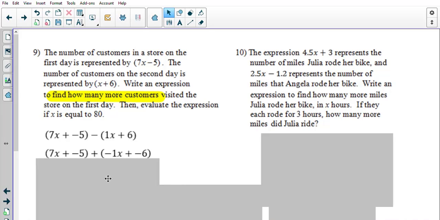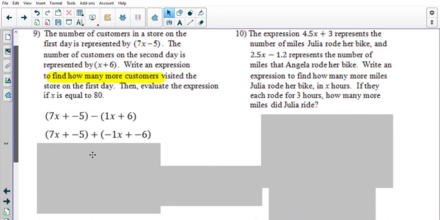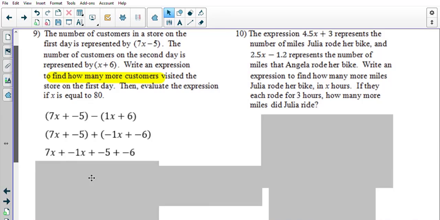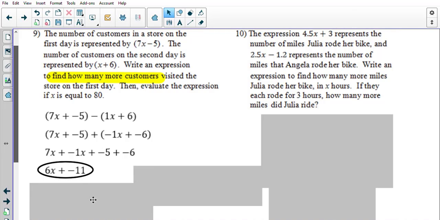Steps 2 and 3. Change subtraction to addition. Change each term in the second set of parentheses to its opposite. 1x becomes negative 1x. Positive 6 becomes negative 6. Now let's put our like terms side by side. 7x and negative 1x, negative 5 and negative 6. 7 plus negative 1 is 6. Negative 5 plus negative 6 is negative 11. So our simplified form for our linear expression when we subtract those is going to be 6x plus negative 11, which, by the way, we can also write as 6x minus 11.